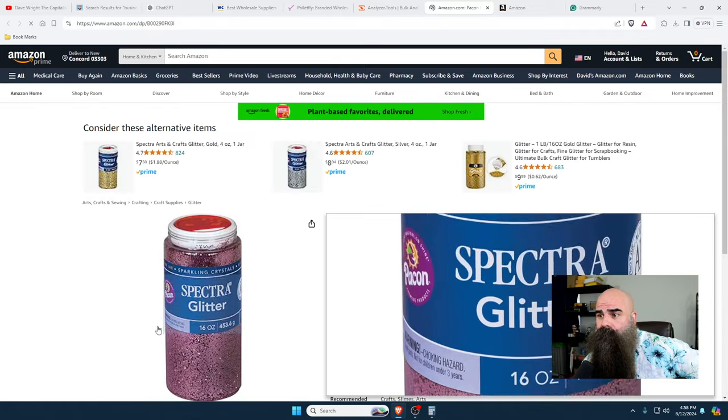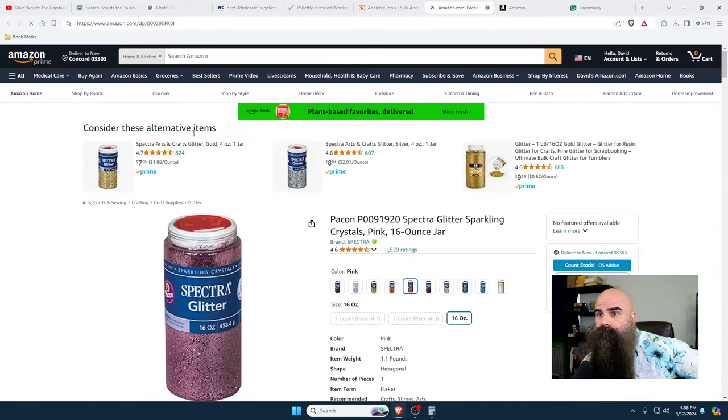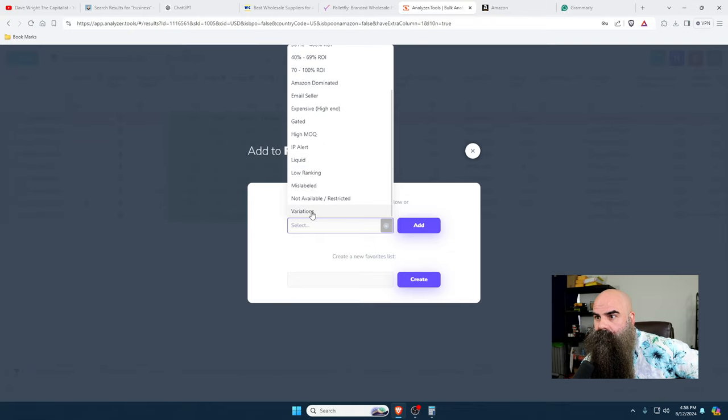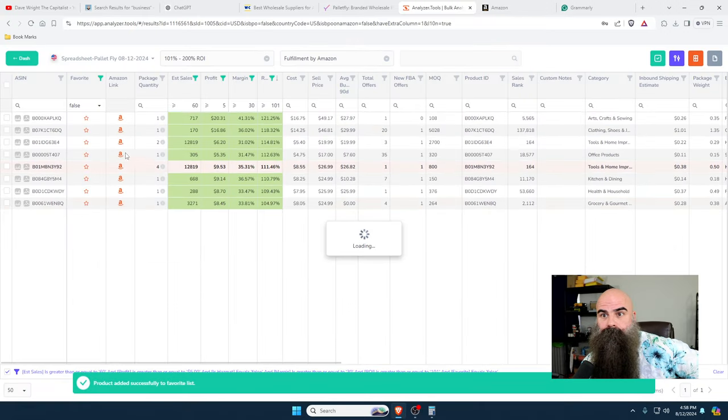But let's continue here. Here's glitter. So I'm going to take that glitter. I'm going to put not interested there as a variation.